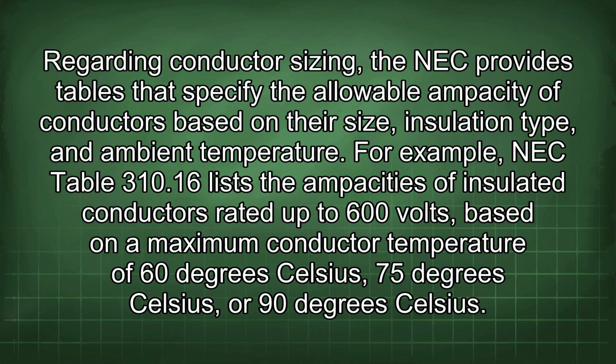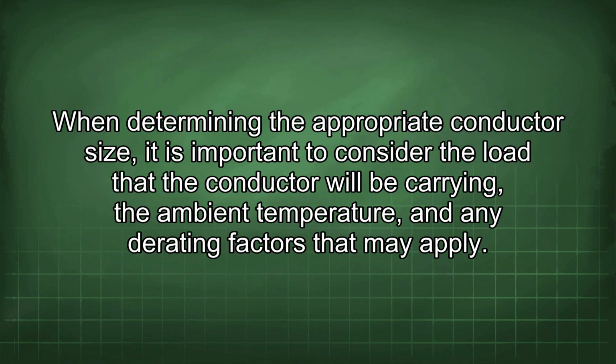Regarding conductor sizing, the NEC provides tables that specify the allowable ampacity of conductors based on their size, insulation type, and ambient temperature. For example, NEC Table 310.16 lists the ampacities of insulated conductors rated up to 600 volts based on a maximum conductor temperature of 60 degrees Celsius, 75 degrees Celsius, or 90 degrees Celsius. When determining the appropriate conductor size, it is important to consider the load that the conductor will be carrying, the ambient temperature, and any derating factors that may apply.